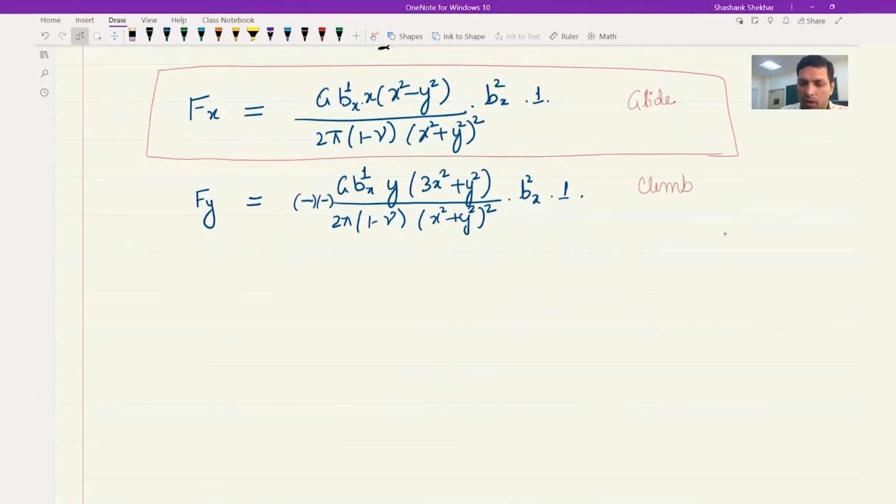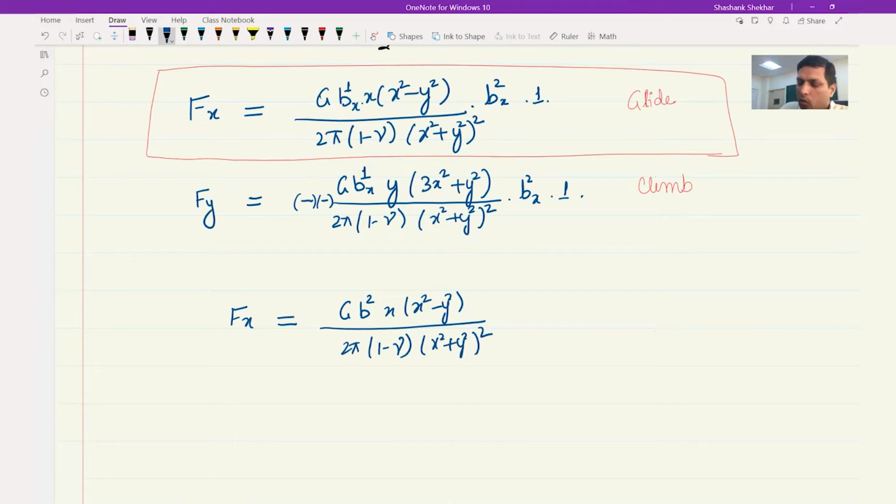Now bringing this equation over here, and assuming that both the Burgers vectors are equal in magnitude, if we have the two Burgers vectors with the same sign, then Fx will be equal to Gb square x square minus y square by 2 pi (1 minus nu) times (x square plus y square) whole square, when both dislocations have same sign.